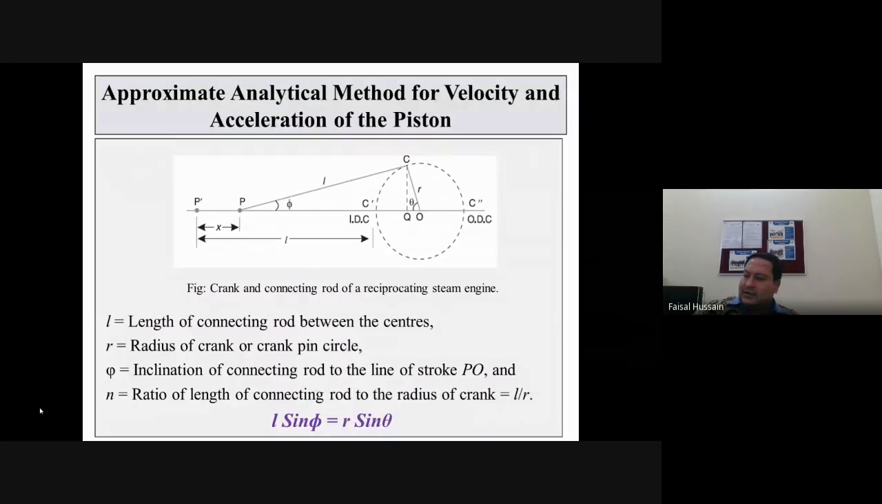Now, let us start with our analytical process. Here I have considered a single slider crank mechanism. In this single slider crank mechanism, at point P this is your slider, this is one position of the slider, and after some angle, the position of the slider is P dash. For example, if this is the inner dead center and this point is your outer dead center, and let us assume that this is your crank, and C to P is your connecting rod.